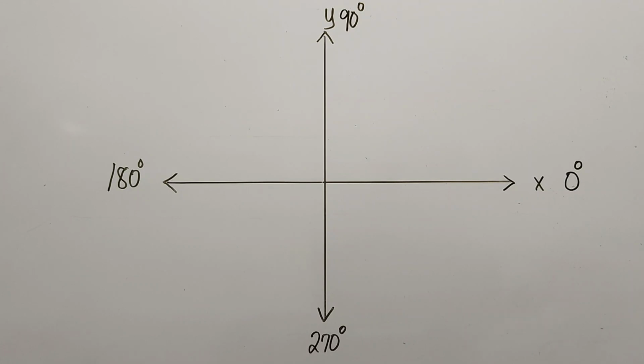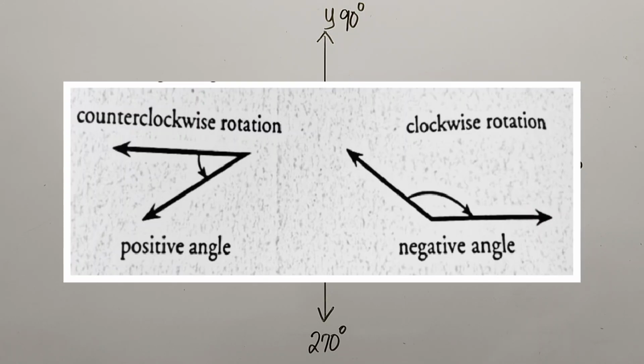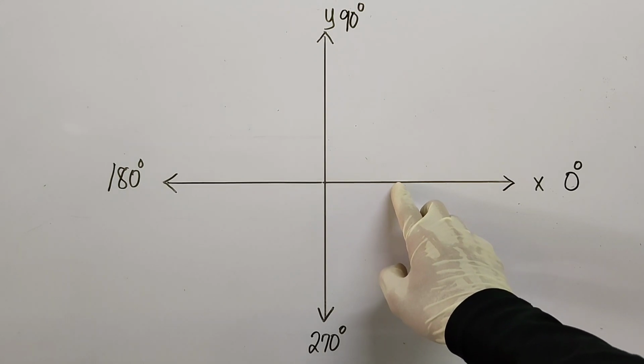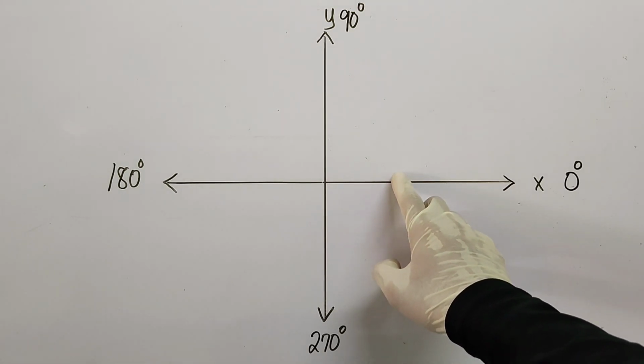Kindly take note that the measurement of an angle is determined by its rotation. If the rotation is counterclockwise, the angle is positive. And if the rotation is clockwise, the angle is negative. Remember that in our rotation, the initial side is always on the positive x-axis. So this is where we begin. So by rotating, we can determine the measurement of the angle.